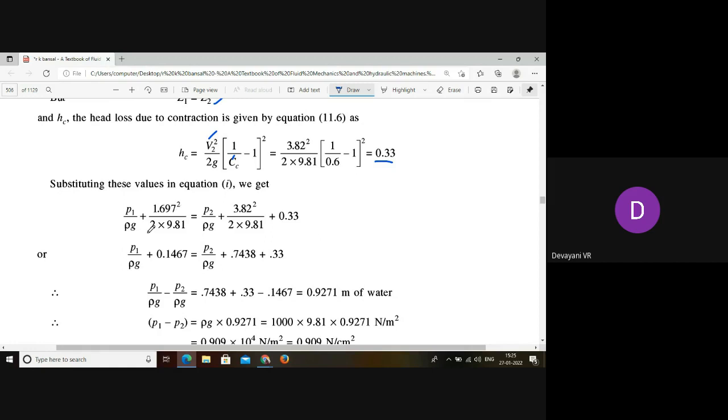Now substitute the values: P1 by rho g plus V1 square by 2g. We know V1 and we know g. Substituting, this equals P2 by rho g plus V2 square by 2g plus Hc. So we have all the values except the pressures. Substituting all the values, from there we get the pressure loss.